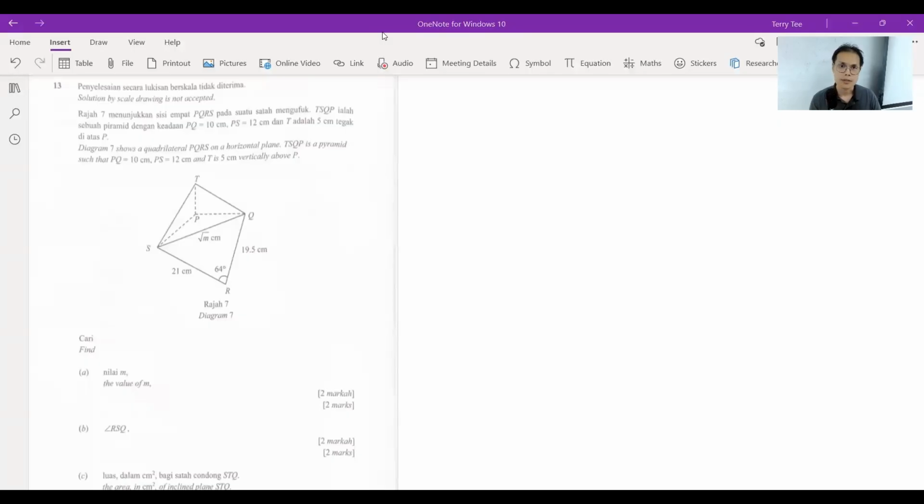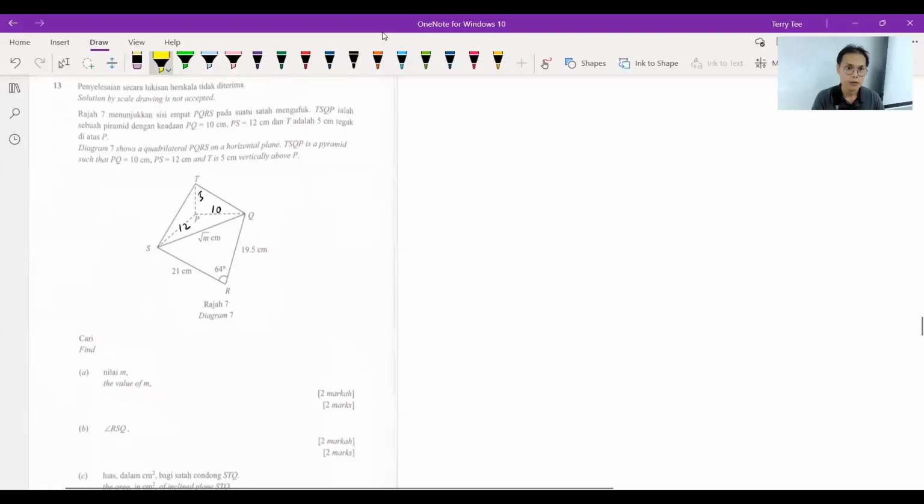Okay, next one. This is penyelesaian segitiga, solution of triangles. So Rajah menunjukkan sisi empat PQRS pada suatu satah mengufuk. TSQP ialah sebuah piramid dengan keadaan PQ equals 10. Let me label here, PQ is 10, PS equals 12, T is 5 cm tegak atas P, vertically above point P. So first we find the value of M. Okay, you can see from here, M is on the horizontal, meaning satah mengufuk. So this whole thing is on a flat surface. So it's a triangle that we can use to find the length of SQ.